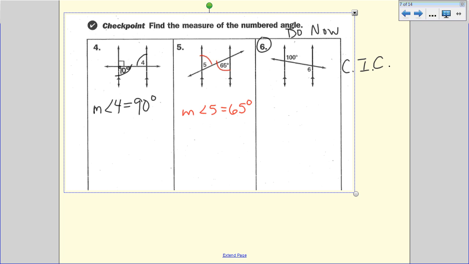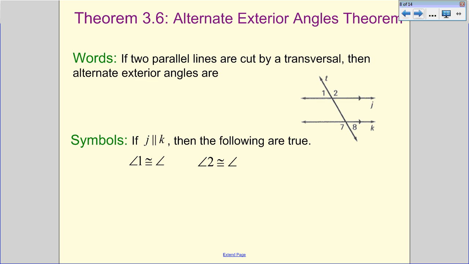And I'll leave number 6 for you to do now, and then we will check in class. All right, alternate exterior angles. We are going to be on opposite sides of the transversal. So if two parallel lines are cut by a transversal, then alternate exterior angles are congruent.